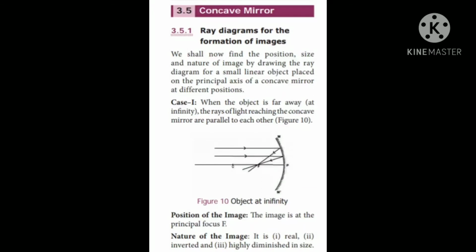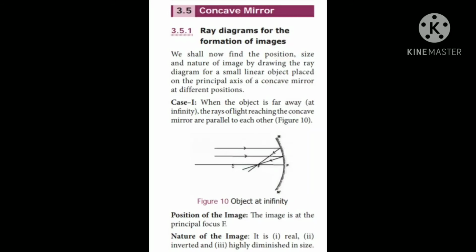Till now, we have studied the rules for the formation of images on spherical mirrors. But if we want to know the position, size and nature of the image, whether the image is real or virtual, then we need to draw some ray diagrams. So let us draw the ray diagram in order to know what type of image is formed when an object is placed on the principal axis of a concave mirror at different positions.